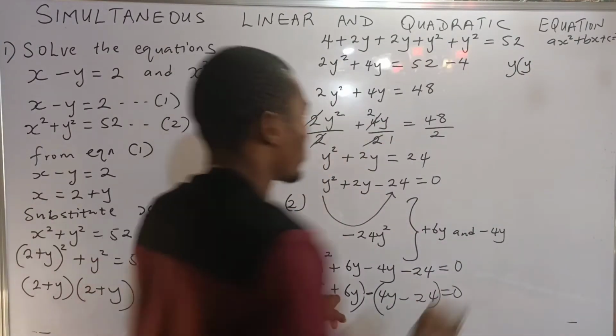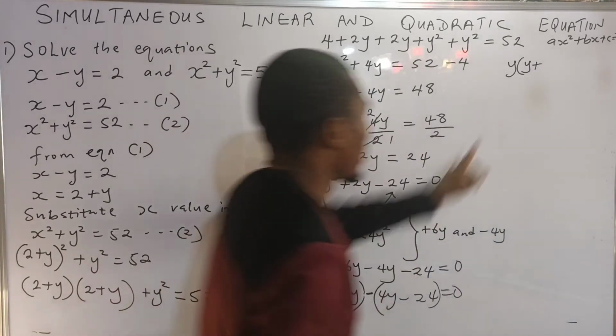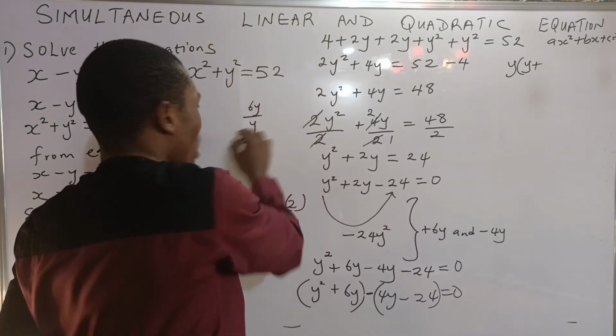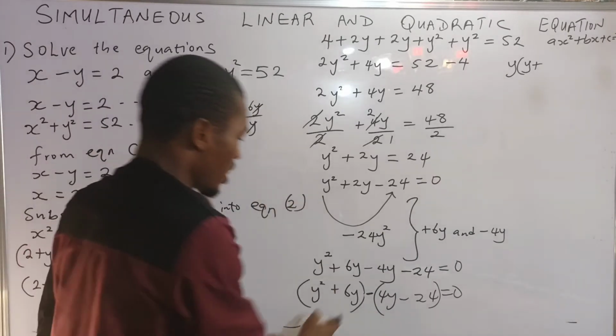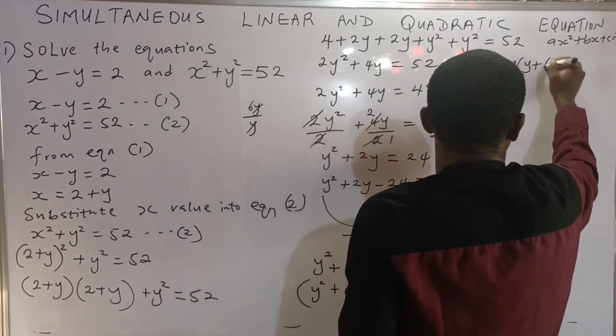Then we put our plus. 6y divided by y, such that y will cancel out y, we are left with 6. Hence, 6y divided by y, we are left with 6.